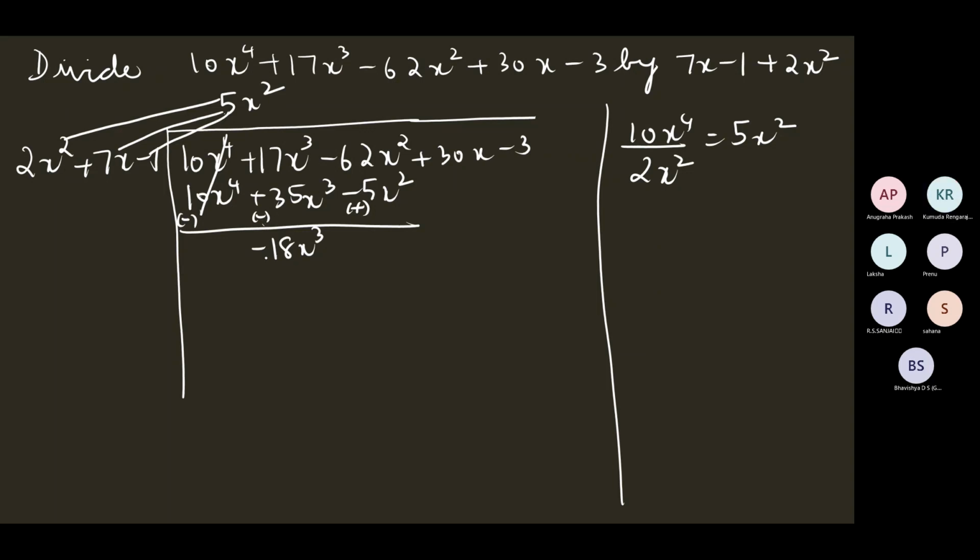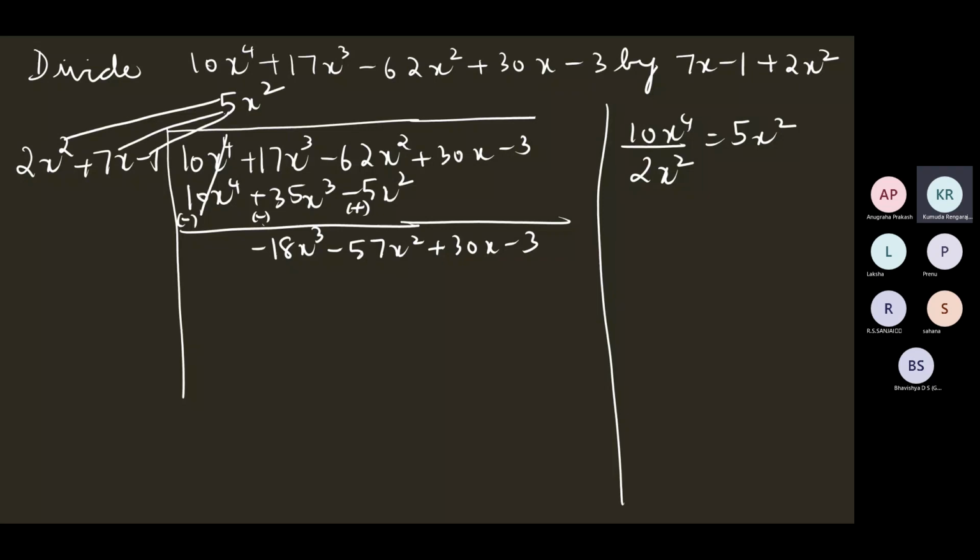Okay. Change the signs throughout in the second expression. 10x to the power 4 minus 10x to the power 4 gets cancelled. Plus 17x cubed minus 35x cubed, like terms. So minus 18x cubed. Then minus 62x squared plus 5x squared. So that will be minus 57x squared. And you can bring the remaining terms down. Plus 30x minus 3.